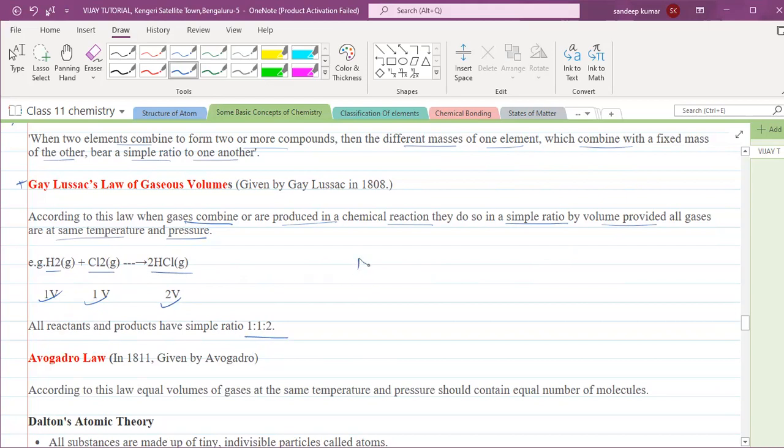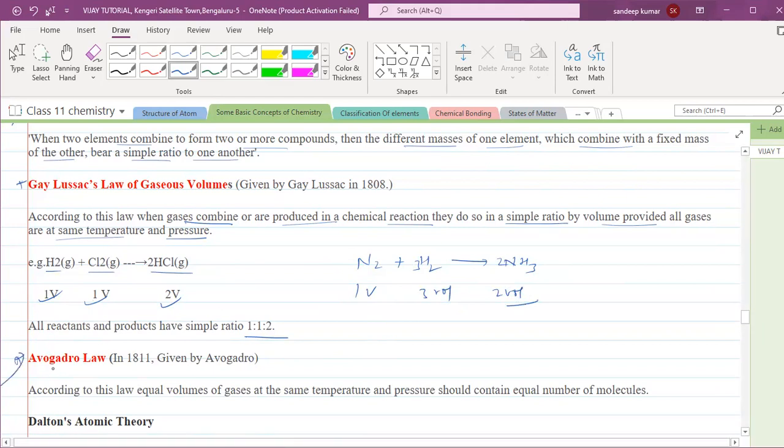Another example you can see is nitrogen combined with hydrogen to give you what? Ammonia, NH3. So this is nitrogen 1 volume, hydrogen 3 volumes, and ammonia 2 volumes. This is in a simple whole number ratio. Next law is Avogadro's law.